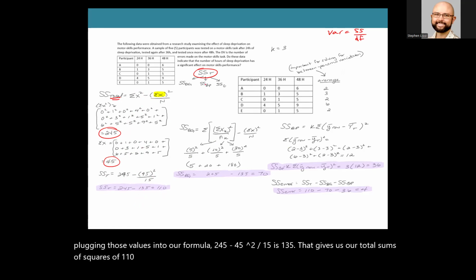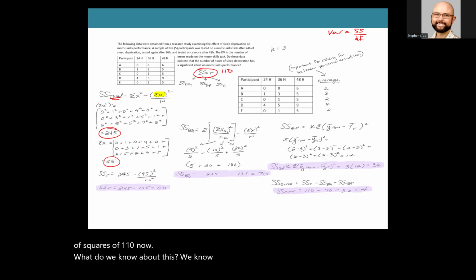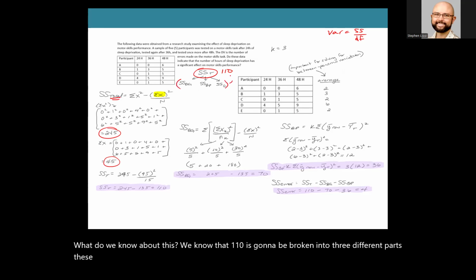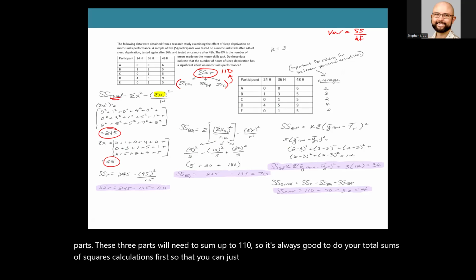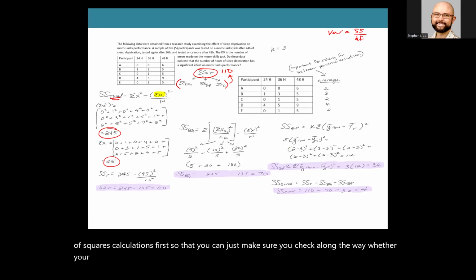Now, what do we know about this? We know that 110 is going to be broken into 3 different parts. These 3 parts will need to sum up to 110. So it's always good to do your total sums of squares calculations first so that you can check along the way whether the sums of squares that you're computing for these other components make sense.